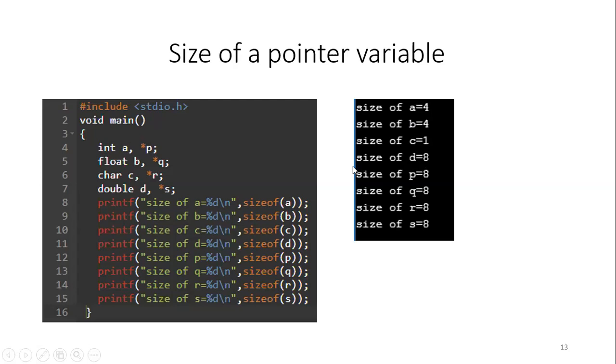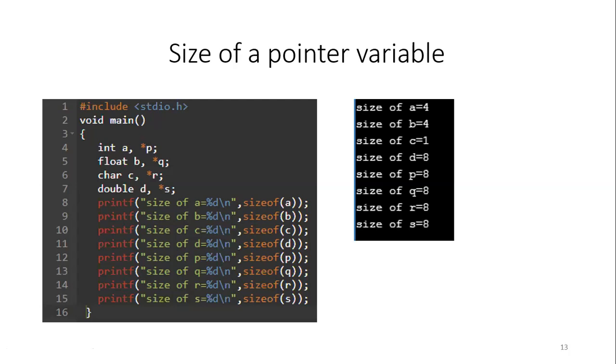Whereas, let us consider the last 4 lines. In the last 4 lines, we are printing the memory allocated to different types of pointer variables. Now, P is an integer pointer, Q is a floating point pointer, R is a character pointer, and S is a double pointer. Even though they are pointers pointing to different types of variables, to all the pointers, 8 bytes are allocated. That means 8 memory locations are allocated for all the pointer variables.